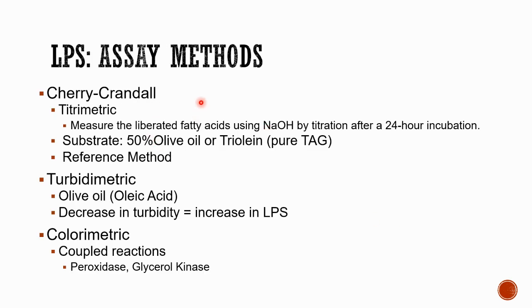For the different assays, we use Cherry-Crandall, which is the reference method for lipase detection. It uses a substrate of 50% olive oil or triolein. You can also use the turbidimetric method, which also uses olive oil. A decrease in turbidity equals an increase in lipase. For the colorimetric method, we can also use peroxidase and glycerol kinase.